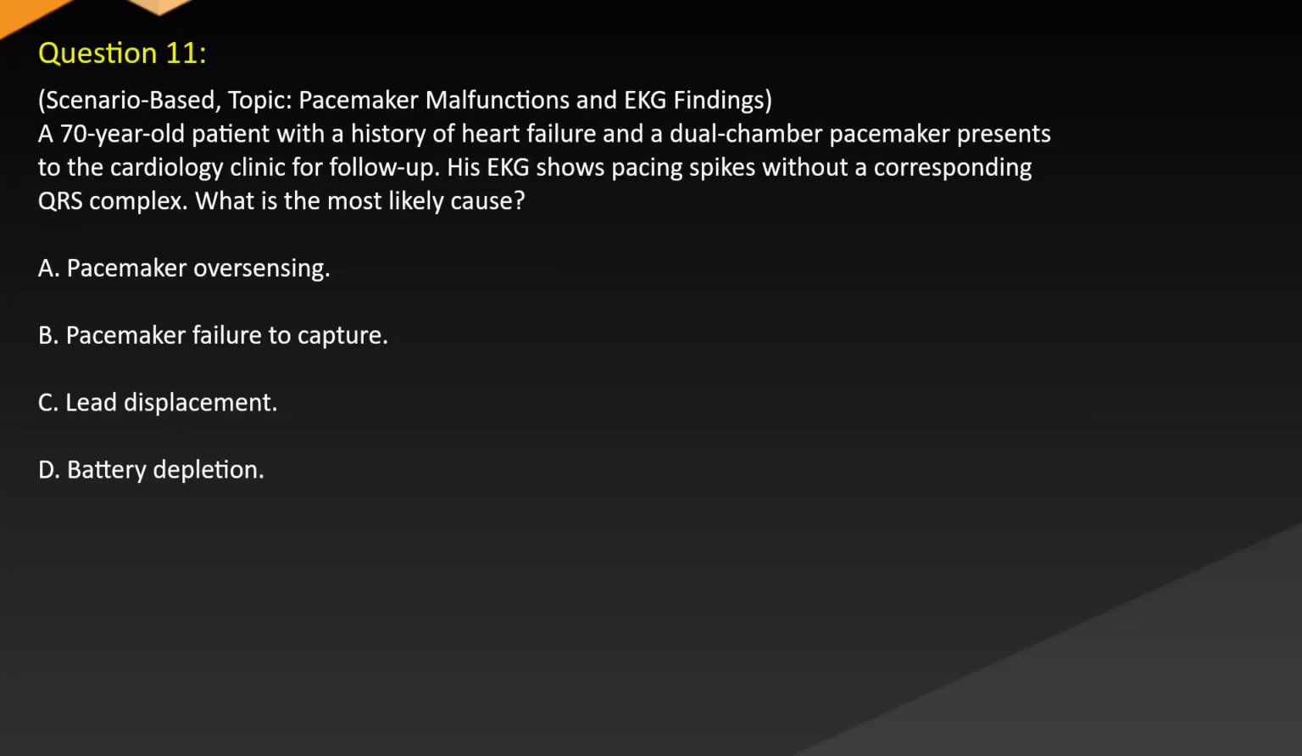Question 11. Scenario-based. Topic: pacemaker malfunctions and EKG findings. A 70-year-old patient with a history of heart failure and a dual-chamber pacemaker presents to the cardiology clinic for follow-up. His EKG shows pacing spikes without a corresponding QRS complex. What is the most likely cause? A. Pacemaker oversensing. B. Pacemaker failure to capture. C. Lead displacement. D. Battery depletion.